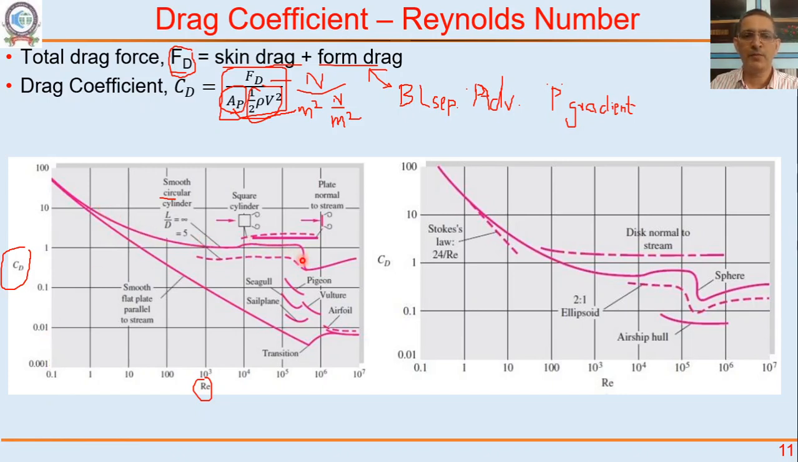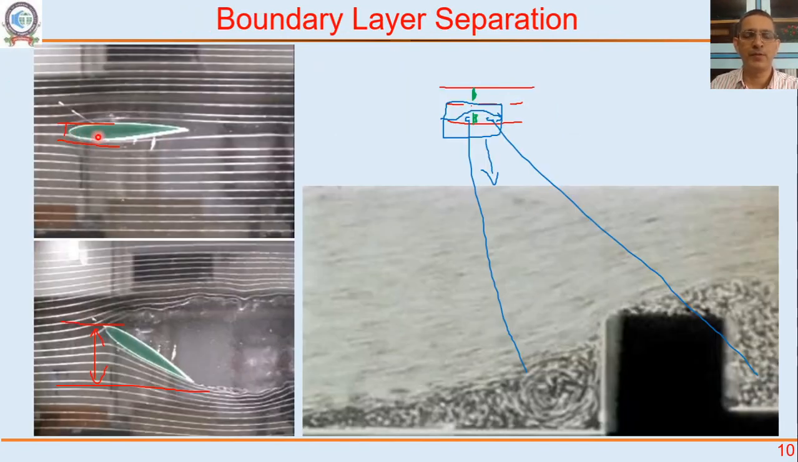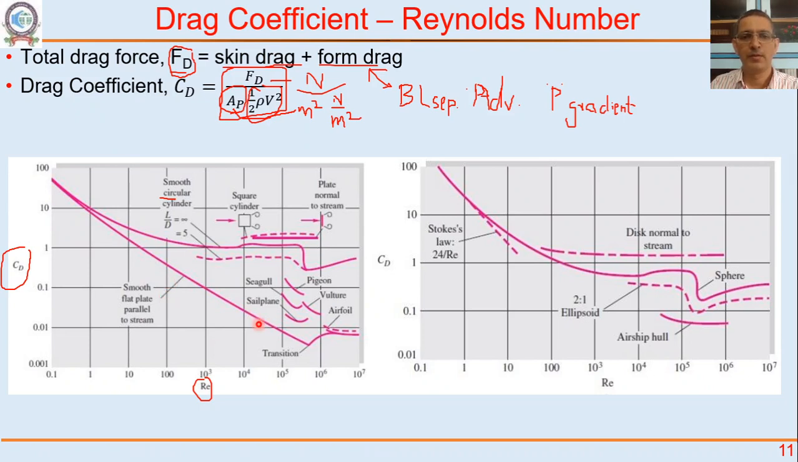Compare this with friction factor versus Reynolds number behavior. If it's a cylinder, it will be like this. If it's a smooth flat plate, parallel to the stream, it will be like this, as if it's a flat plate. So we have drag coefficients for every object that is moving in air or water, or relative to the object water or air is moving. So birds, seagulls, planes, airfoils, vultures, pigeons, for every object we can define a drag coefficient.